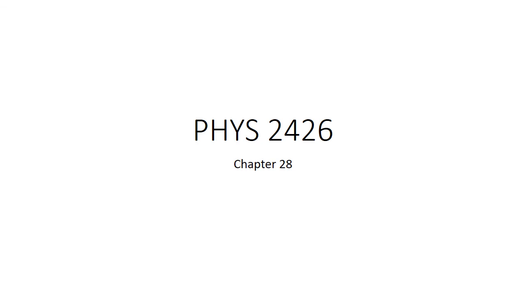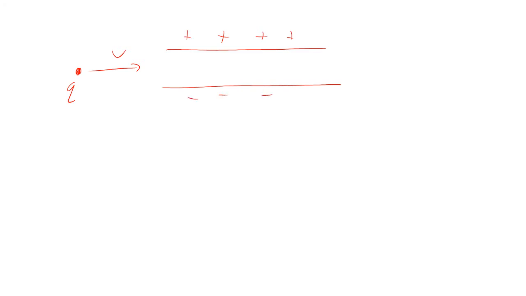So let's consider what would happen if we had a charged particle moving and we had crossed fields. For example, let's imagine that we have a charged particle Q right here, and it's moving at some velocity v. It enters a region of space in which there is positive charge and negative charge, and so there's an electric field like that.